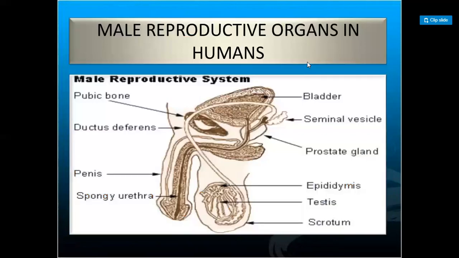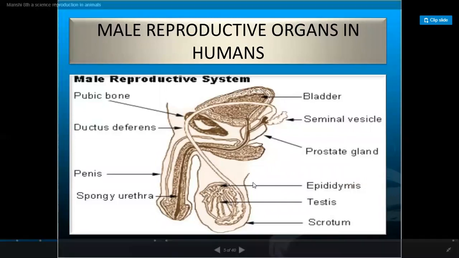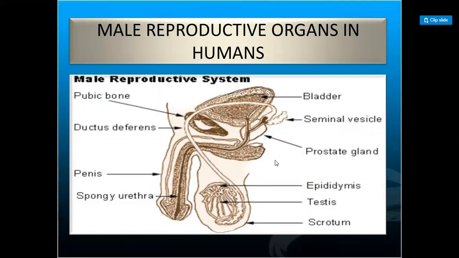In sexual reproduction, here you can see the male reproductive system. The male reproductive system consists of a pair of testes. These are testes. Sperm ducts, two sperm ducts, which we call vas deferens also. Sperm ducts are also known as vas deferens. Urethra and a penis.